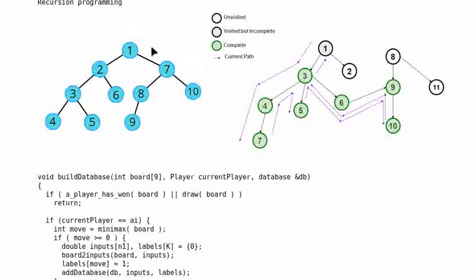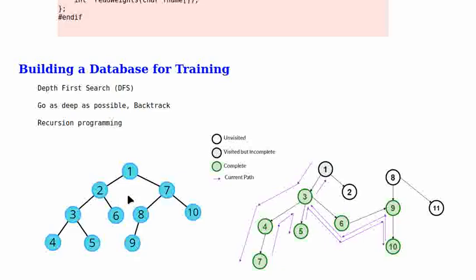Now, for example, here if we use DFS to traverse this tree, we start with the root, then go to 2. Instead of visiting 7, we go further, to 3, and then to 4. Now we cannot go further, so we backtrack to 3, and then visit 5. Then we backtrack to 2, then visit 6, and then backtrack to 1. Then 7, and so on.